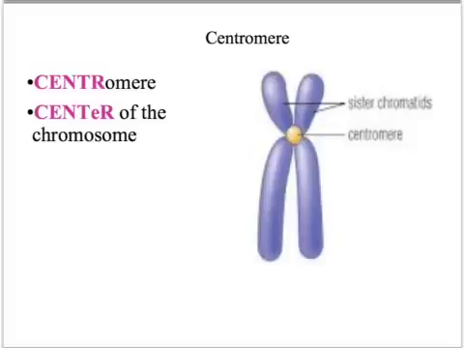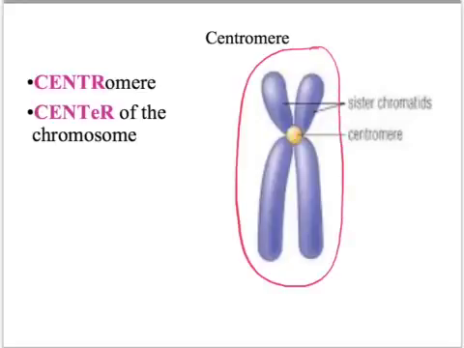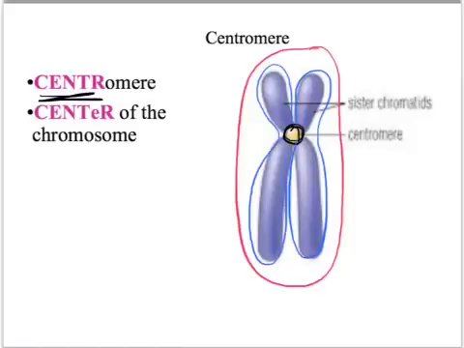Next, it's important to know what a centromere is. So again, if this whole structure is a chromosome, the centromere, center, is just the center of the chromosome. It's what's holding your two sister chromatids together. So the two sister chromatids are attached by a centromere, and a centromere is just what's in the center of a chromosome.